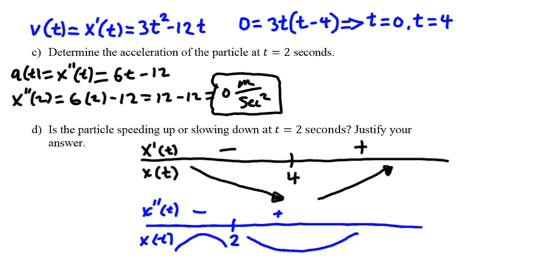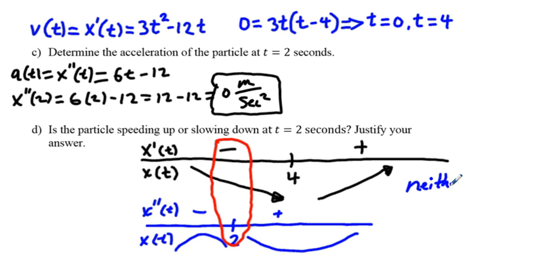Now the question is, particle speeding up or slowing down at t equals 2 seconds? Justify your answer. Well, here at 2 seconds, for the particle to be speeding up, acceleration and velocity signs have to be the same. Well, here at t equals 2 seconds, we have negative velocity, but our acceleration is 0. So the signs are not the same. So our correct answer to this question is going to be neither.